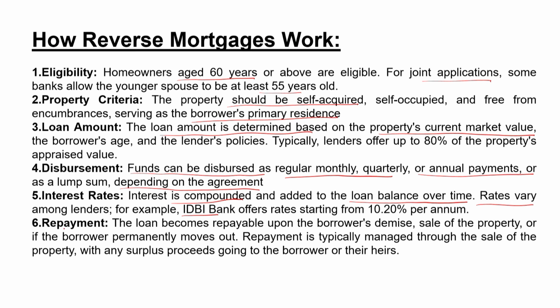Repayment of the loan is made by the legal heirs of the borrower on the borrower's demise. If they are not capable of repaying the loan, then the sale of the property is done, and the repayment is typically managed through the sale of the property, and whatever surplus is there is returned to the legal heirs of the borrower. So this is how the reverse mortgage works.